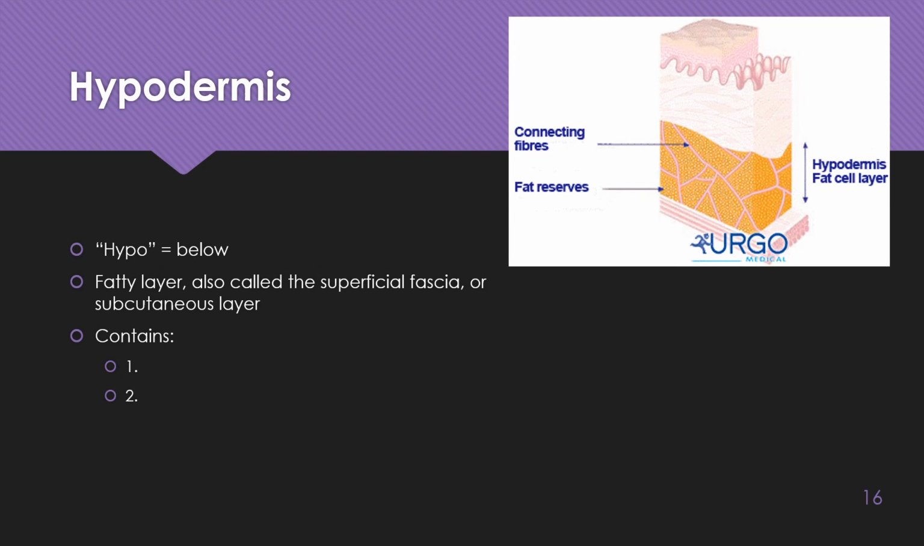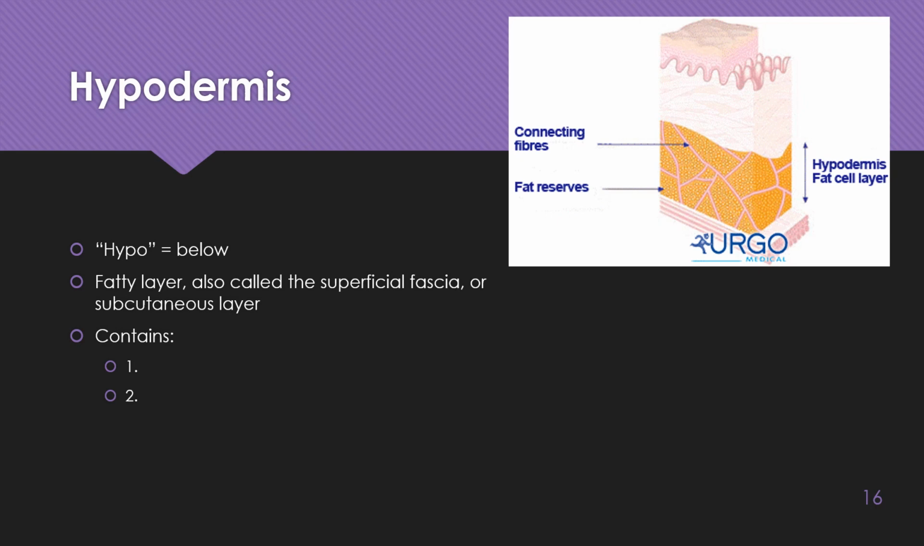Okay, moving on to the hypodermis. Again, hypo means below, so the hypodermis is going to lie underneath of the dermis. This is our fatty layer. Again, we also would call it the subcutaneous layer. It contains really two things. It contains adipose tissue. That's the main thing it contains, and that's just fat cells. It stores fat for us, which is going to help us with insulation and also can serve as a reserve for fuel. And it also has areolar tissue.